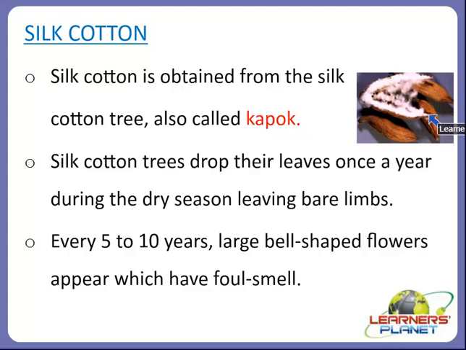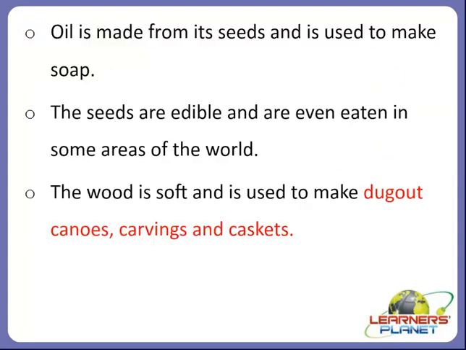Now these are the fruits of the kapok tree, which contain fibers that are light and fluffy like cotton. And when the fruit ripens, it bursts open. You can see here, it bursts open, releasing the fibers. So it is releasing the fibers just like cotton, white in color, light in weight and fluffy. And so the bursting of the fruit helps the tree in dispersing its seeds so that it can grow into a new kapok tree. So basically, it is not used for clothing, and that is why oil is made from its seeds and is used to make soap.